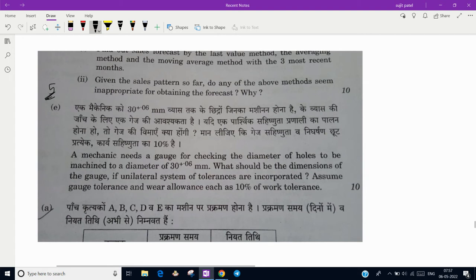So what the question is: a mechanic needs a gauge for checking the diameter of holes to be machined to a diameter of 30 plus 0.06 mm. So the diameter of the hole is 30 plus 0.06 mm. Now, what should be the dimension of the gauge if a unilateral system of tolerance is incorporated? Assume the gauge tolerance and wear allowances each as 10% of the work tolerance.